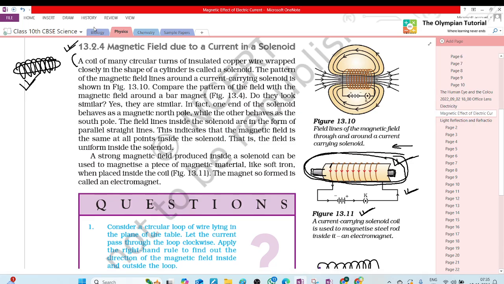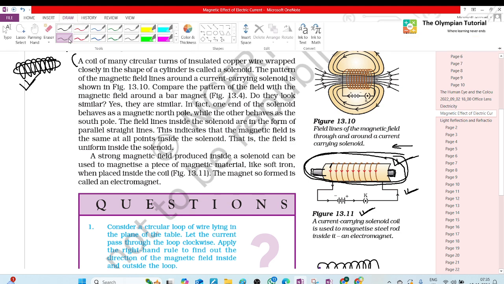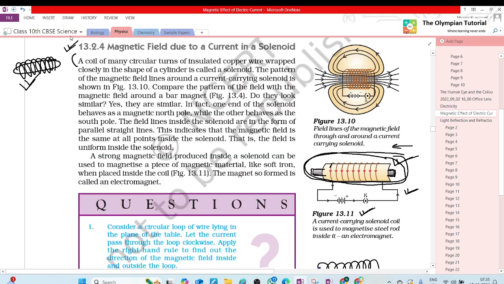So, a strong magnetic field produced inside a solenoid can be used to magnetize a piece of magnetic material, like soft iron, when placed inside the coil. The magnet so formed is called an electromagnet.